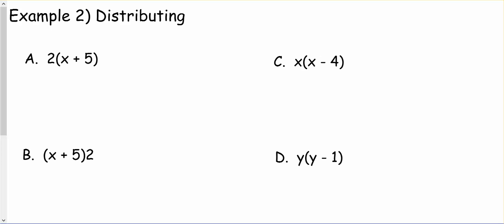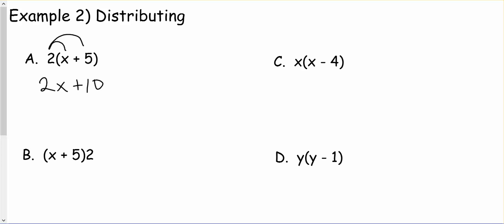So, distributing. Distributing in a word is just multiplication. My example here, we would read this as 2 times the quantity x plus 5. The quantity means we're adding together. It also means that we're putting this in parentheses. So 2 times x would make 2x. 2 times 5 would make 10.